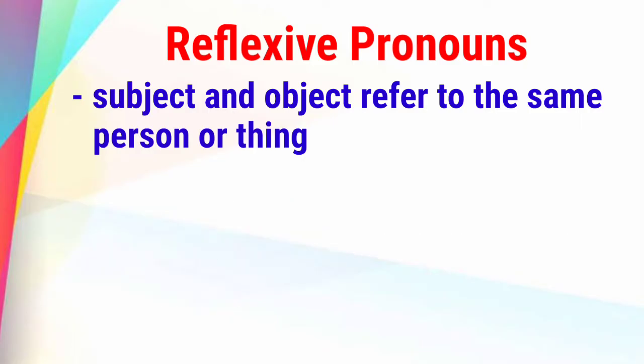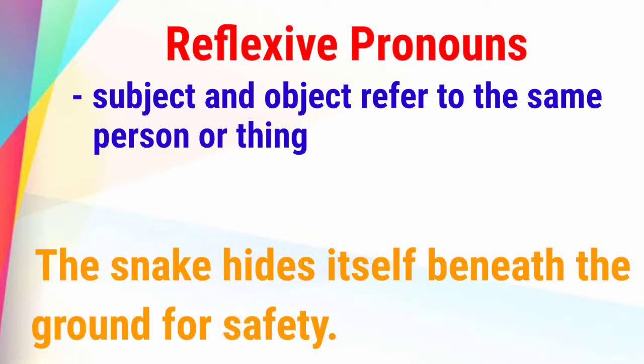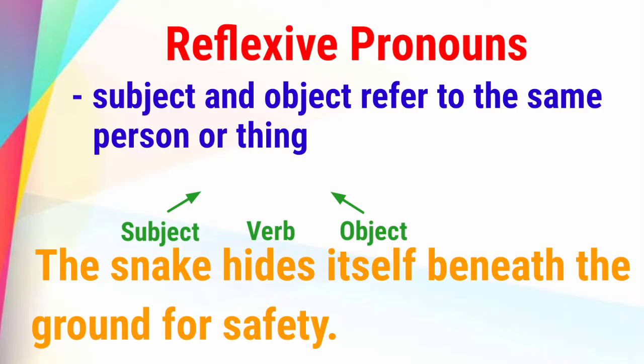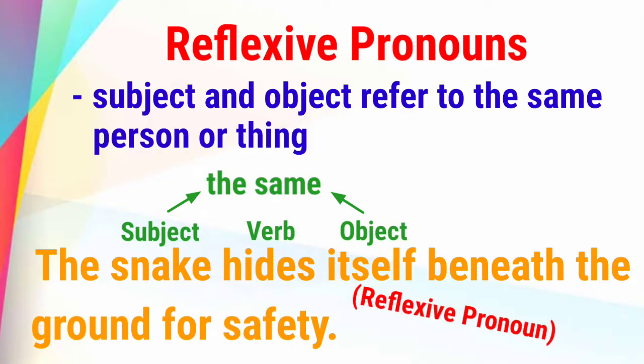Okay, another example. The snake hides itself beneath the ground for safety. In the sentence, the subject is snake, and the object of the verb is itself. As you can notice, both the subject and the object refer to the same thing or animal, which is snake. This means that the snake does something to itself. That is why itself is a reflexive pronoun in the sentence.